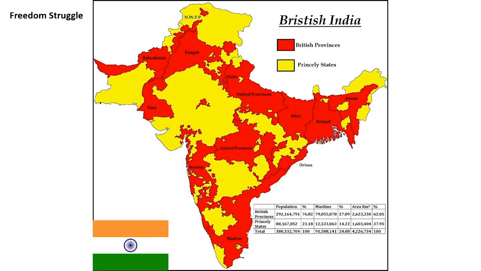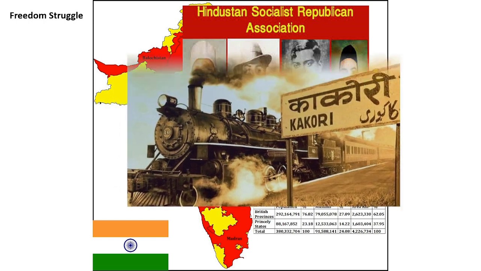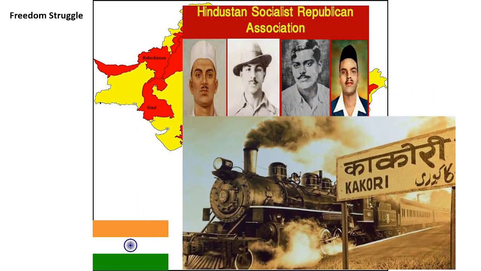Now come to the story of other national heroes of India. The Hindustan Socialist Republican Association was formed by Chandrasekhar Azad to conduct anti-British operations across India. Bhagat Singh later joined the association. Their first famous operation was the looting of government money and arms from a train near the Kakori railway station.